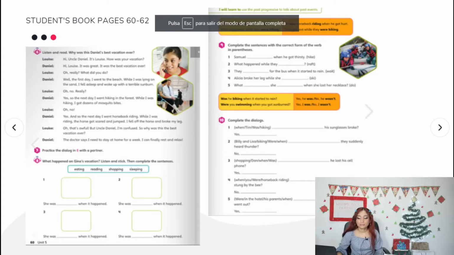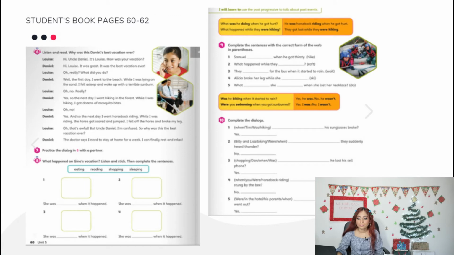Student's Book, page 60. Activity 8. What happened on Gina's vacation? Listen and stick. Then complete the sentences.